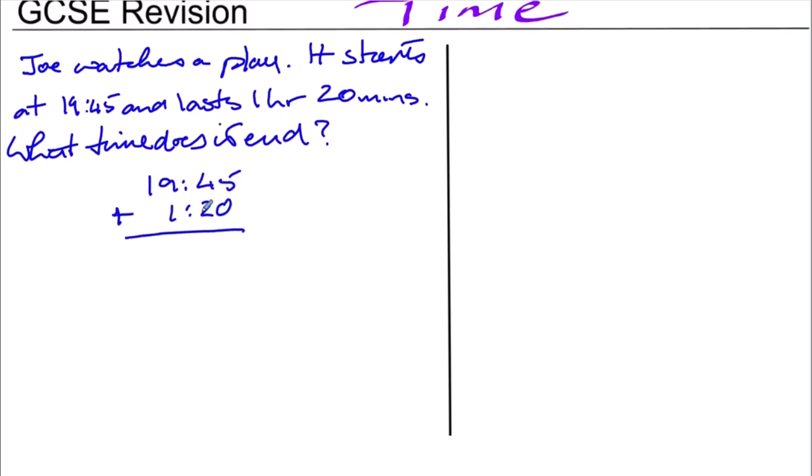Again, I use the colon. So we have 5, and 4 plus 2 is 6, so that is an hour. So I've got a 0 in here. Carry the hour forward. 9, 10, 11. 1, carry the 1. 1 plus 1 is 2, so it ends at 21:05.